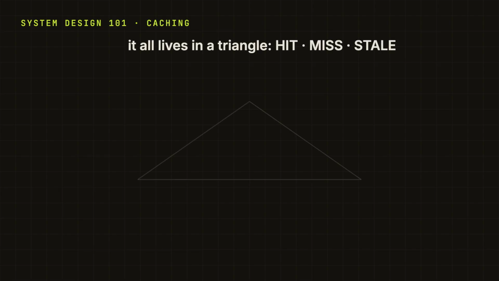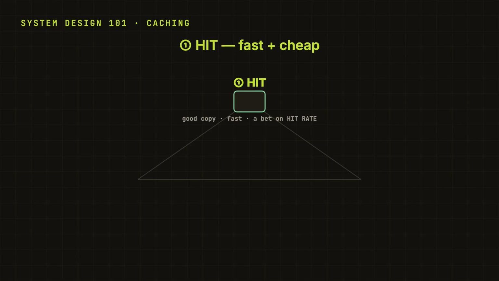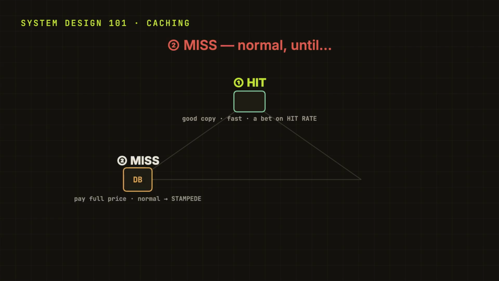Okay, let's pull it together. Everything we did lives in a little triangle: hit, miss, stale. A hit means you have a good copy, fast and cheap. But remember, only hits are fast, so a cache is really a bet on your hit rate. A miss means you do not. You pay full price, and that is normal, right? Until everyone misses at the same moment and you get a stampede.